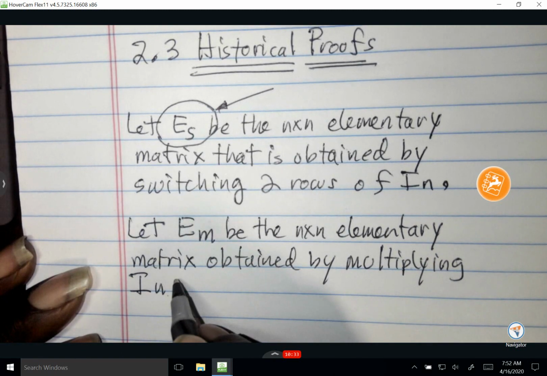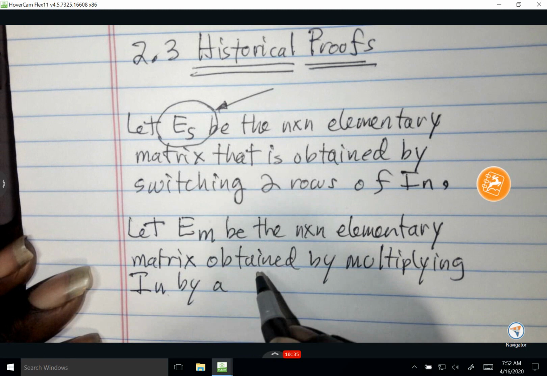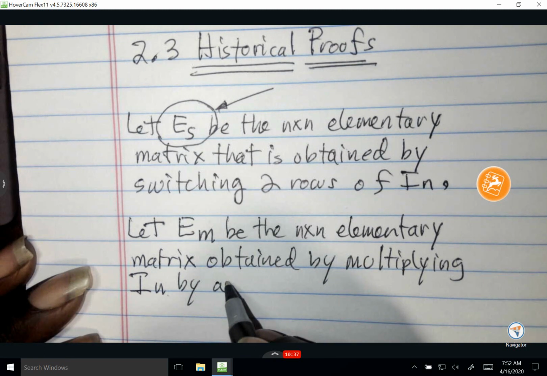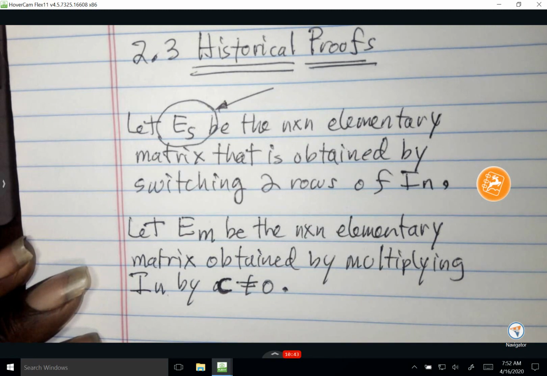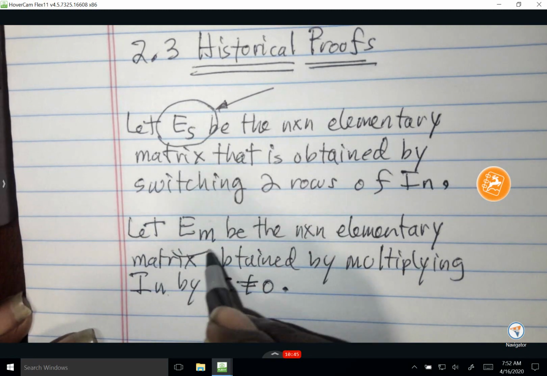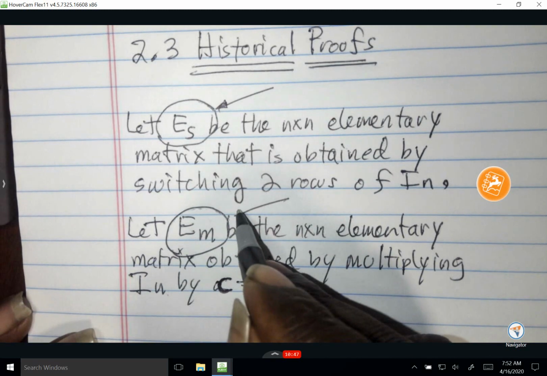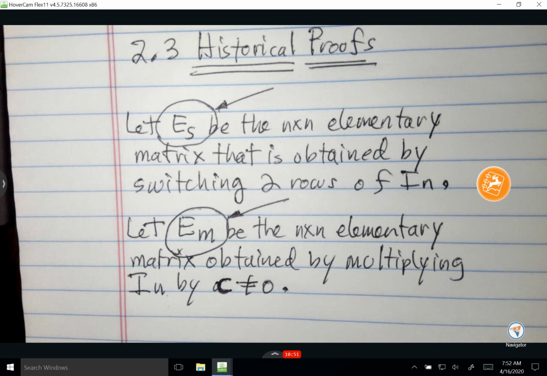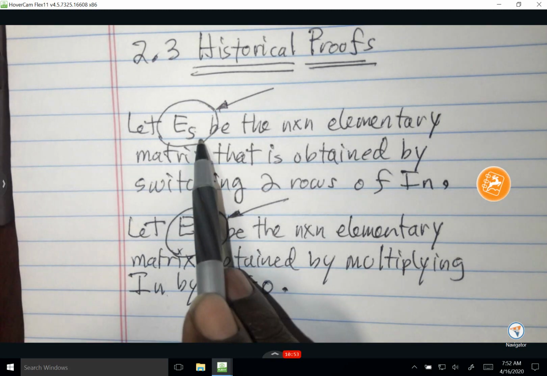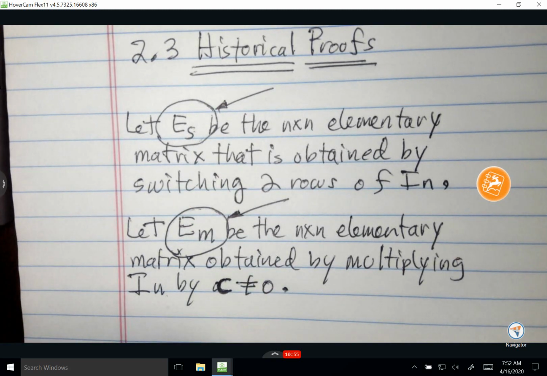IN by C, I'll say, some non-zero number. Okay? So we're going to call that elementary matrix EM because it's obtained by multiplying a row of IN by something. And E-switch, ES, it's obtained by switching two rows of IN.